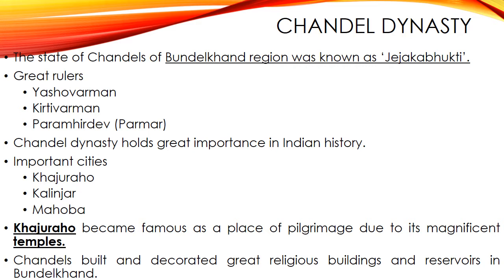Chandel Dynasty. The state of Chandels of Bundelkhand region was known as Jijakabhukti. The great rulers of this dynasty were Yashovarman, Kirtivarman, Paramhirdev or Parmar. Chandel dynasty holds great importance in Indian history. The important cities constructed by the rulers of the Chandel dynasty are Khajuraho, Kalinjar and Mahoba. Khajuraho became famous as a place of pilgrimage due to its magnificent temples. Chandels built and decorated great religious buildings and reservoirs in Bundelkhand.